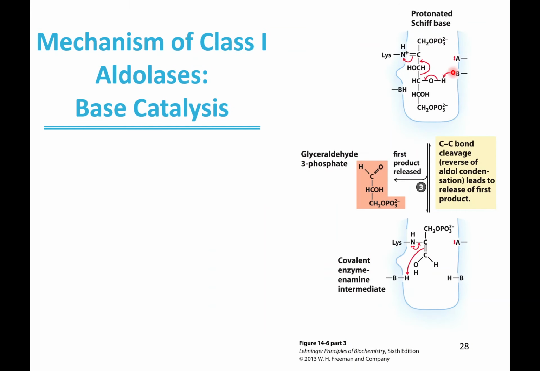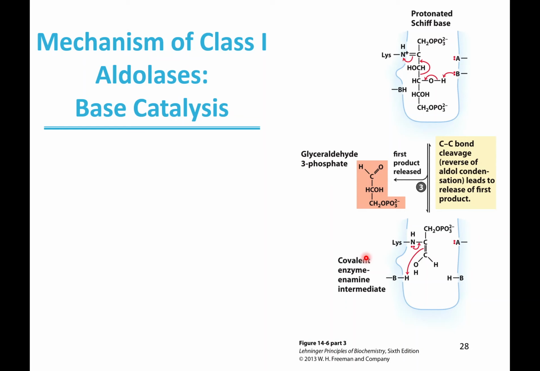Okay, when that's formed, you then get another proton abstraction, this time at the oxygen on carbon 4, and that's what cleaves the carbon-carbon bond. That then releases the first product, glyceraldehyde 3-phosphate. And that's again carbon 4, 5, and 6 from the original glucose.